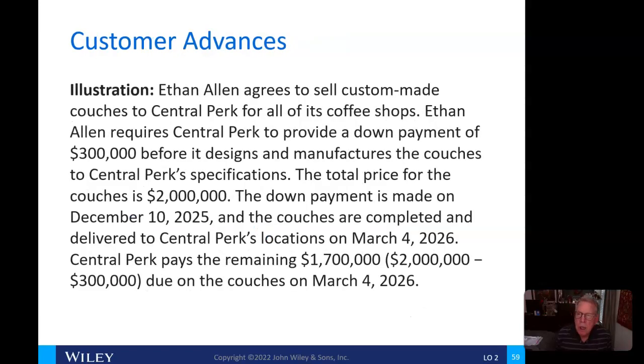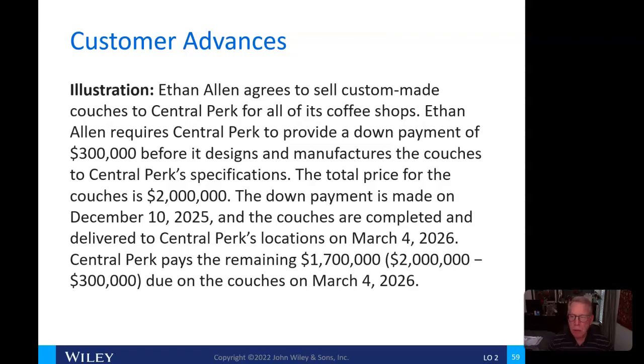Okay. Customer advances. Ethan Allen, furniture manufacturer, agrees to sell custom-made couches to Central Perk for all of its coffee shops. Ethan Allen requires Central Perk to provide a down payment of $300,000 before it designs and manufactures the couches to Central Perk specs. The total price for the couches is $2 million.